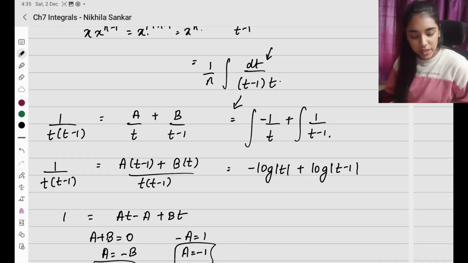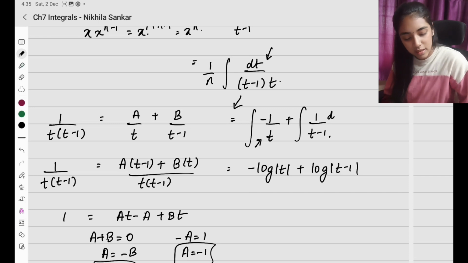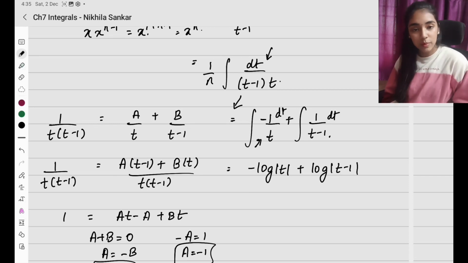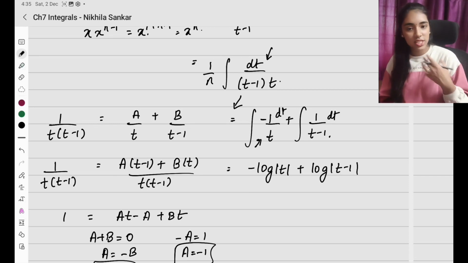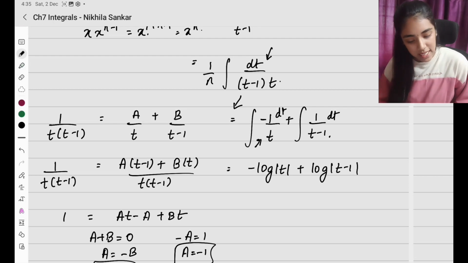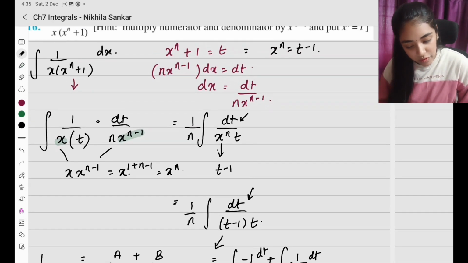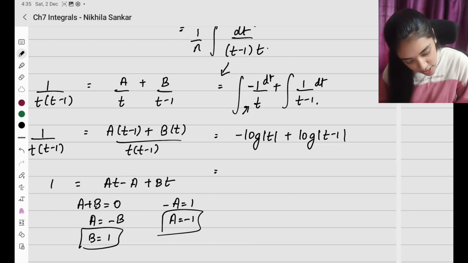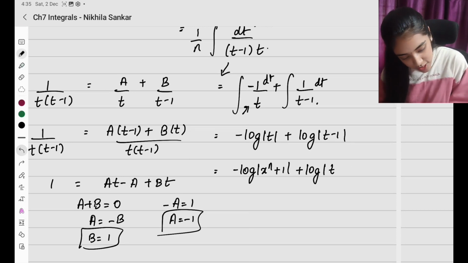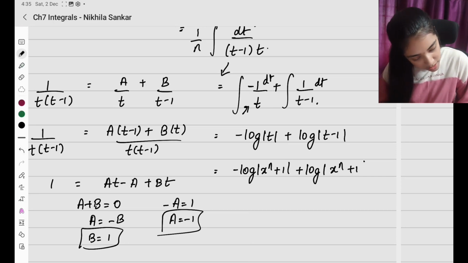So in that I can directly take the integral because the variable of integration is going to be dt. In the previous question I did not change the variable of integration. Okay, understand the difference. Now what is my value of t? x power n plus 1. So this is nothing but log mod x power n plus 1 plus log mod t minus 1, which is x power n plus 1, that is t.